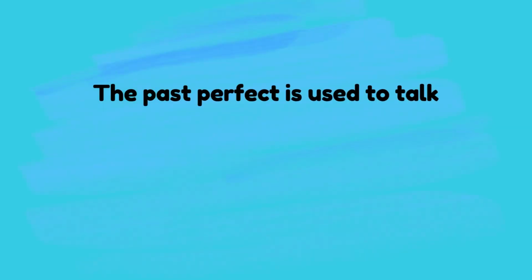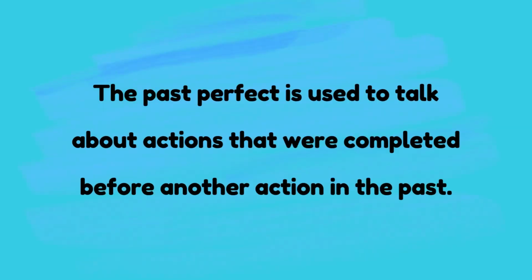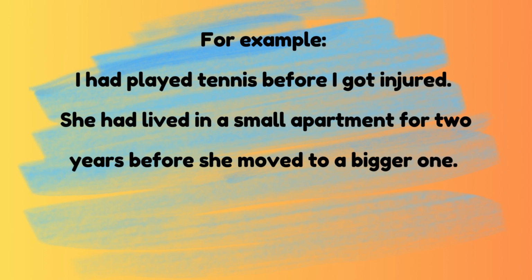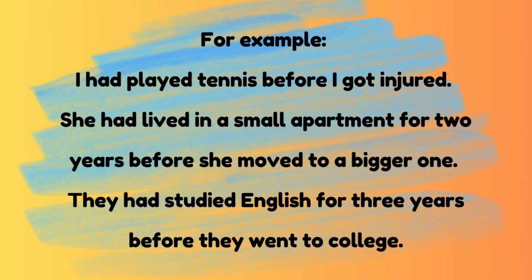The past perfect is used to talk about actions that were completed before another action in the past. For example, I had played tennis before I got injured. She had lived in a small apartment for 2 years before she moved to a bigger one. They had studied English for 3 years before they went to college.